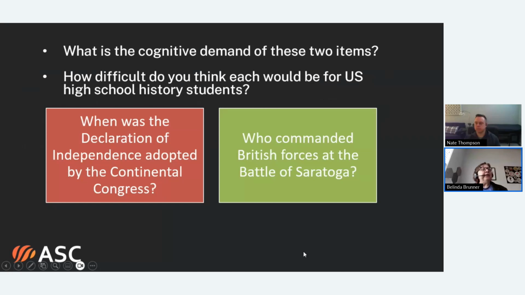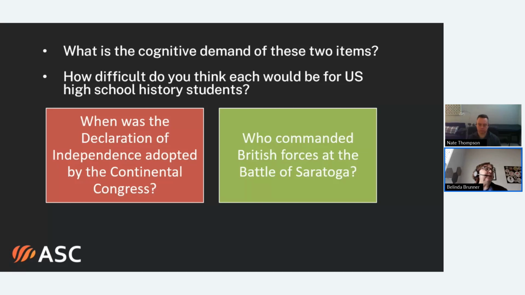Another issue with Bloom's is the issue of difficulty versus cognitive demand. So these are two questions, and I apologize that these are very US-centric questions. I know there are people from outside of the US, but it was the example that I could think of. If you think about the cognitive demand of these two items, the intent was memorization.